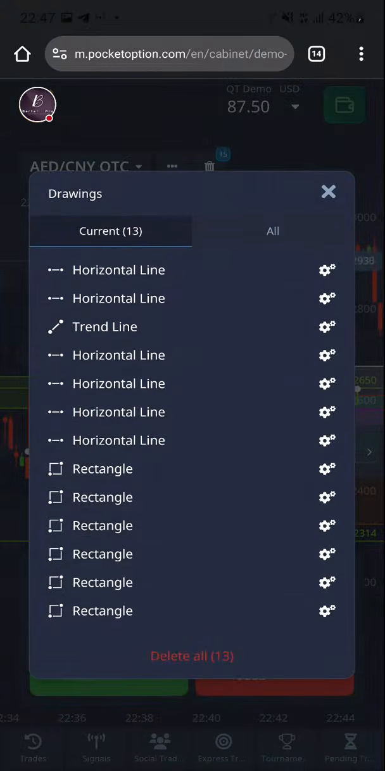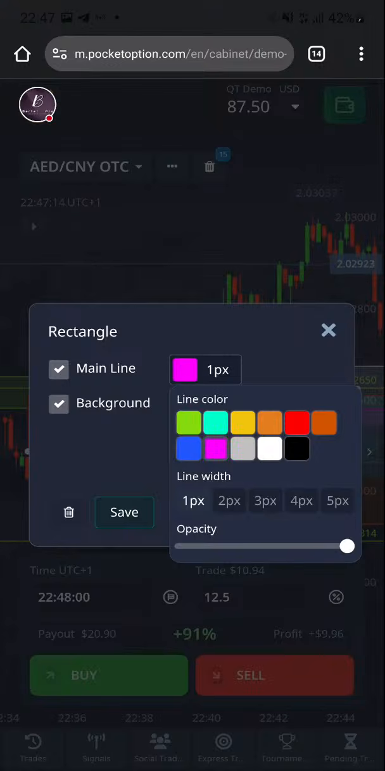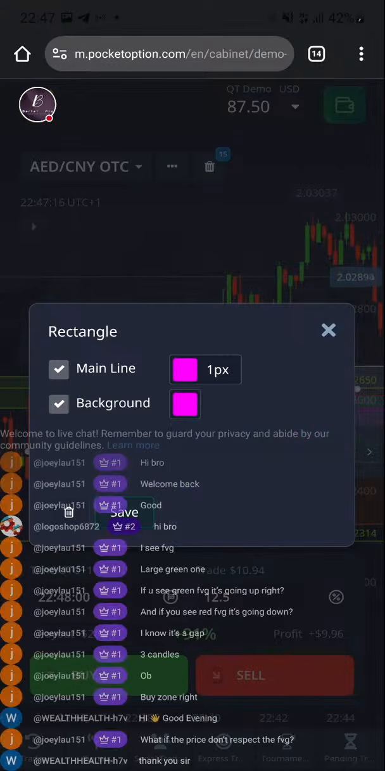Let me mark this quickly, because price will soon come back there. And we need to take a good trade when price comes there.